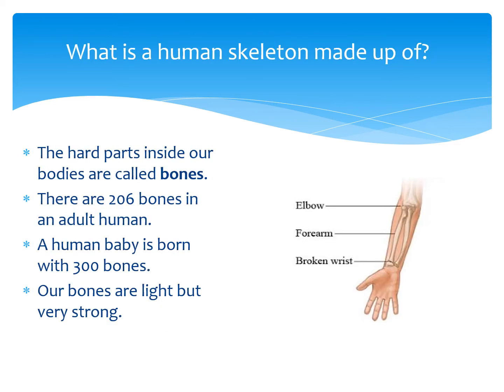Now, we'll come to what a human skeleton is made up of. The hard parts inside a body are called bones. Human skeletons are made of bones. Our bones are light but very strong. There are 206 bones in an adult human. Together, they form the skeleton of the human body. A human baby is born with about 300 bones.